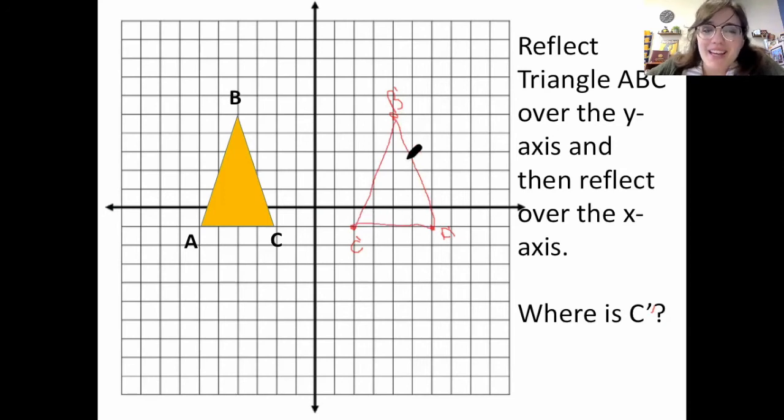That is my attempt at drawing on the mouse. This is why I need to use my tablet, but I didn't hook it up to the Wi-Fi this morning. Anyway, so reflect over the x-axis. Instead of going down one, I'm going to go up. That is C double prime.